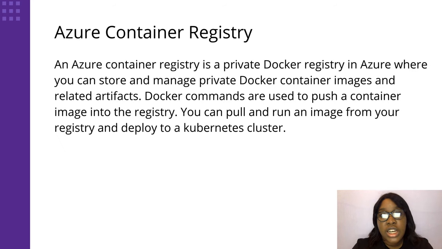I mentioned earlier that one way to publish or deploy your app is by using a container registry. So we have what is called Azure Container Registry. It's a private Docker registry in Azure, and you can use it to store and manage your Docker container images. You can also use it to store related artifacts. One way to use Azure Container Registry is by pushing your image to the registry using Docker commands. You can pull from a registry, you can run an image from a registry, and it can also deploy to your Kubernetes cluster.